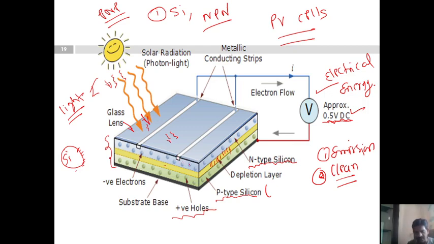Here the maximum number of electrons is called the N type silicon, and the maximum number of holes is called the P type, and that is nothing but the PN junction, NPN or PNP, like that.